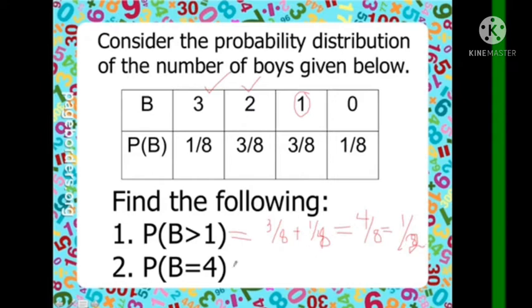Now, for number 2, the probability that B is equal to 4. Is it possible? The answer is 0, right? Why? Because there is no 4 outcomes here. We only have 3 outcome, the highest outcome. Okay? So, we don't have 4, or B that is equal to 4. Okay? So, the answer is 0. To understand it better, I prepared more examples.